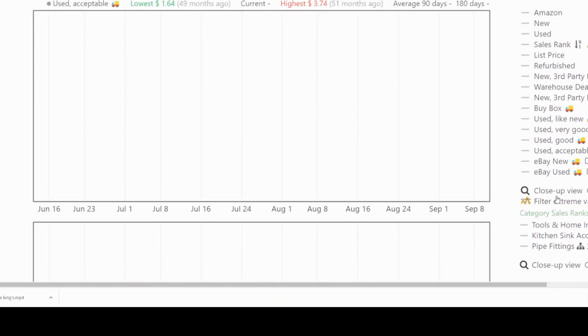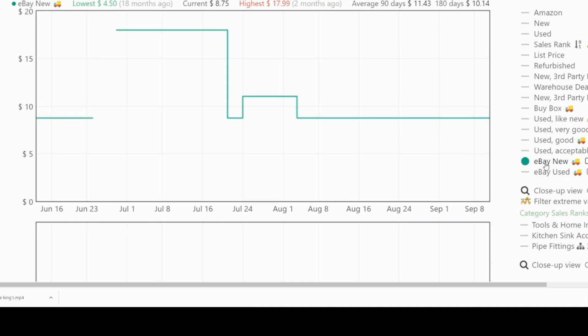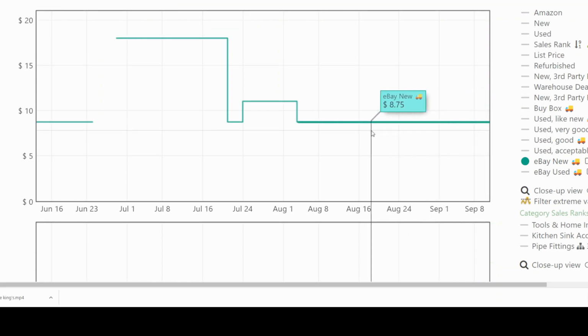And lastly, we have eBay new and eBay used. This will show if there are any exact matching offers on eBay and the listing price of the eBay offer. This can be used as another check to see if the price shown on Amazon is in the realm of possibility of a reasonable sales price. For example, if you were to see eBay new here that is $8.75, and you have a listing on Amazon that is $59.99, most likely that $59.99 price is not going to be a price that you can sell the item at unless it is showing that it is selling at that price. But most likely it's not going to sell at $59.99.